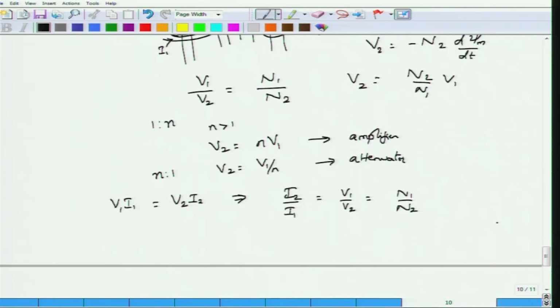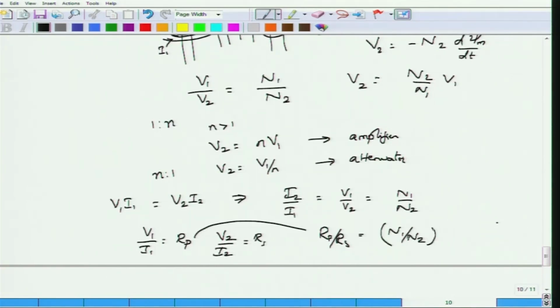Okay. And if you define V1 by I1 as the resistance of the primary and V2 by I2 as the resistance of the secondary, then the ratio of primary to secondary resistance is actually given by N1 by N2 whole square. Okay. And if you take a 1:n transformer, then this would be 1 by n whole square. Okay. So, this was about the transformer, and again what I want to emphasize is that the transformer works on Faraday's law.